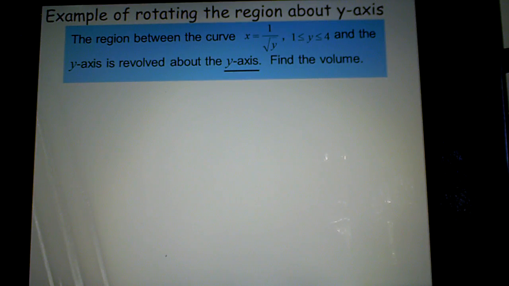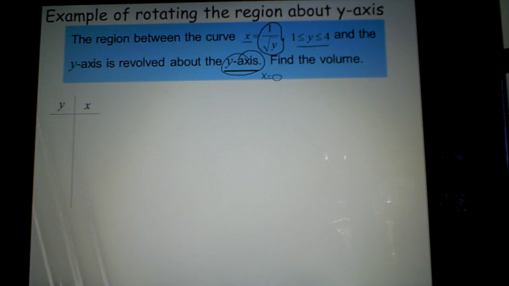All right. Now instead of having a horizontal line of rotation, we're going to have a vertical one, and it's the y-axis. So remember, the equation of the y-axis is x equals 0. Look at the function that I'm giving you, it's in terms of x. X is equal to 1 over root y, and I'm giving you the y values where I want you to create this shape.